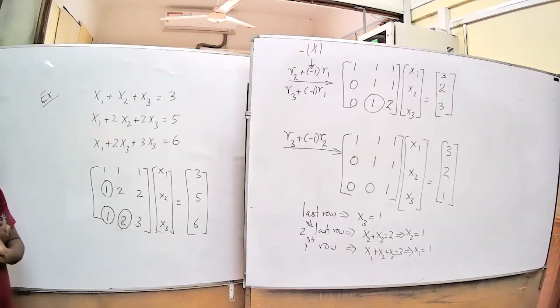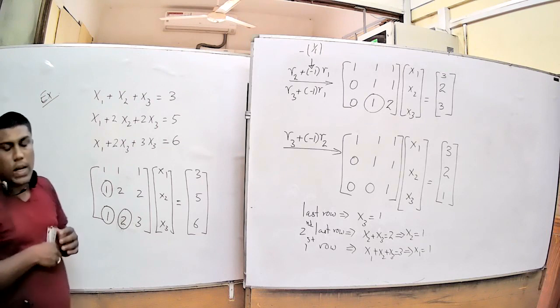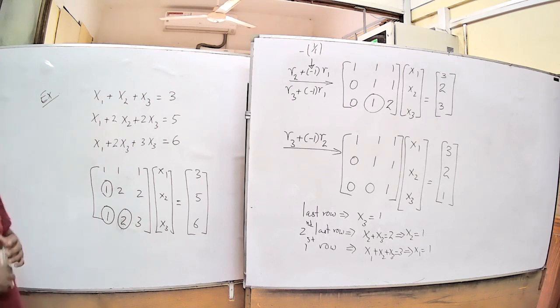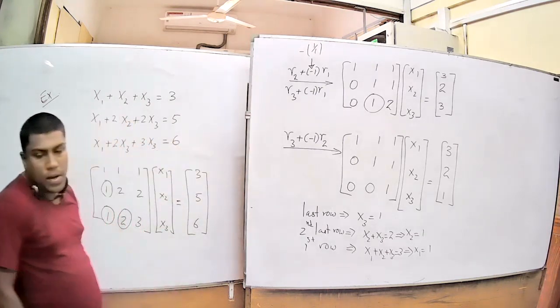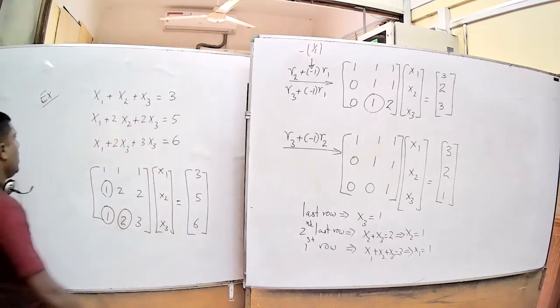When you generalize this example, you will get the Gaussian elimination process. So that is what we are going to study next: how to generalize this example for an n cross n matrix system.